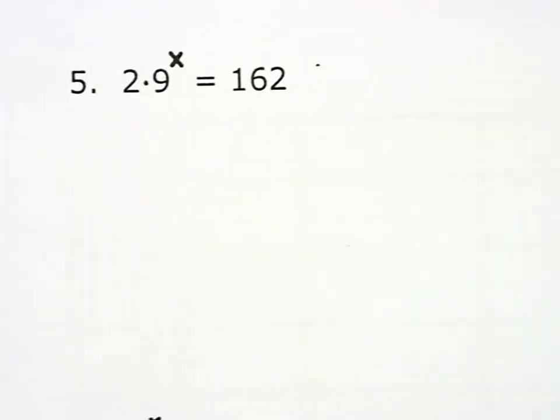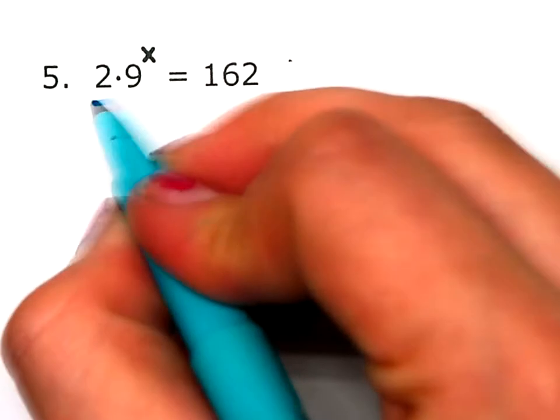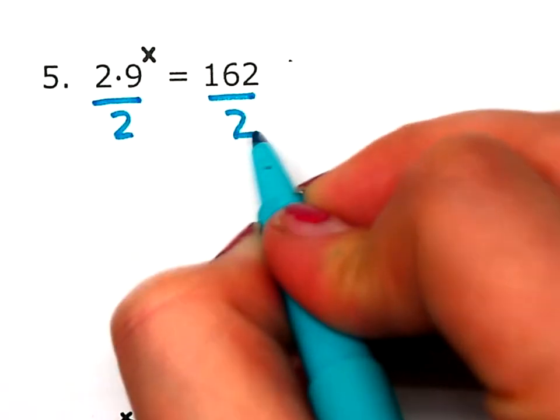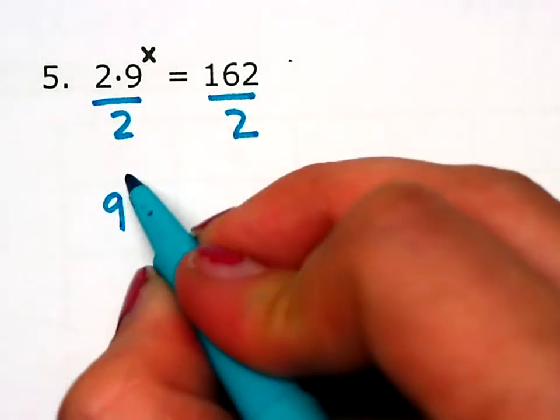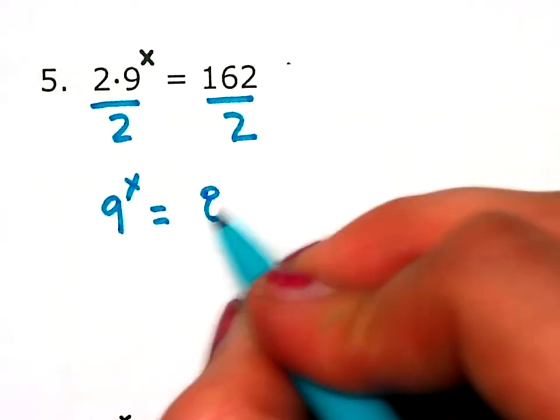Okay, next problem, very similar. These will get repetitive after you get the hang of this. I'm going to divide by 2, divide by 2. So I have 9 to the x equals. If I do 162 divided by 2, that gives me 81.